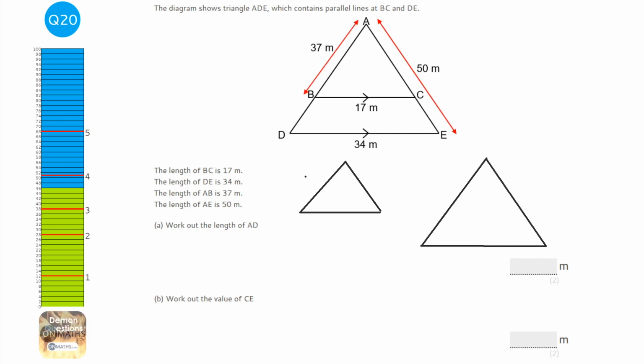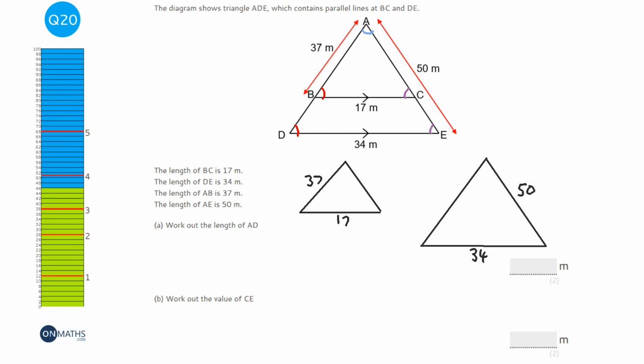So this small one has 37 here, and 17 at the bottom here. This big one has 50 down the side, and 34 at the bottom. Okay, now a second most important thing to realise with this question is that these two triangles are mathematically similar. The reason is that the top angle here is shared. These two here are both corresponding because they're off a parallel line, and it's the same with these two.